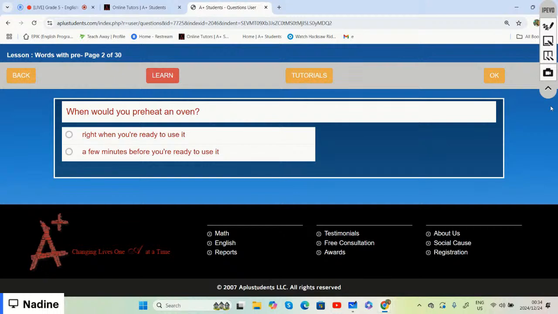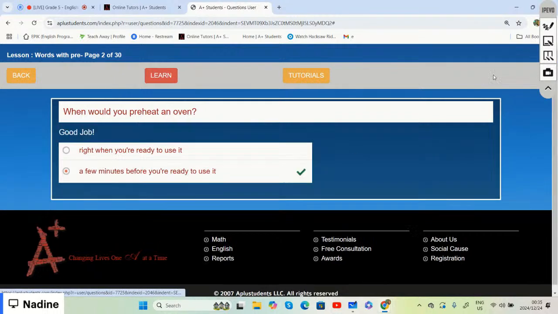And we would preheat our oven a few minutes before you are ready to use it. Remember, we said that, for example, you have a word like preheat, then while you're busy preparing whatever, you preheat the oven. So preheat, we would say a few minutes before you're ready to use it. All right, so well done, option two.